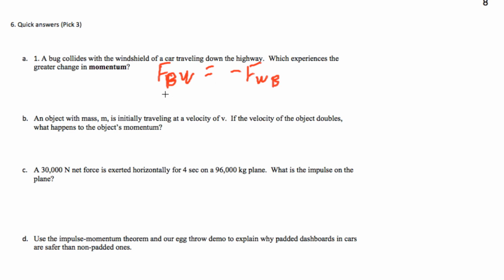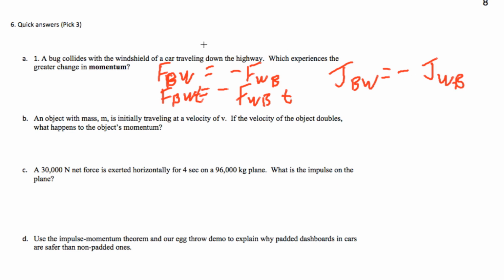Now, what this means is they're in contact with each other for the same time, and if we use the impulse formula, that can only mean that these two impulses are equal. So that means that J on the bug from the windshield is equal and opposite to J on the windshield from the bug. So if we're just looking at the size of the change, since impulse is change in momentum, these two things have to be equal.